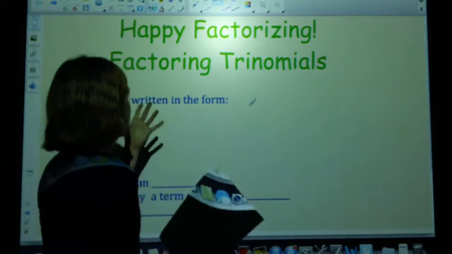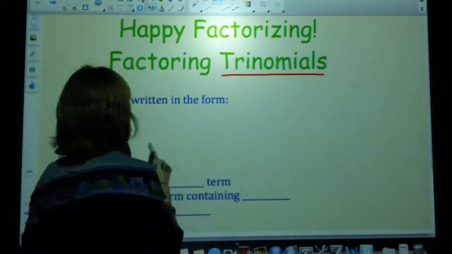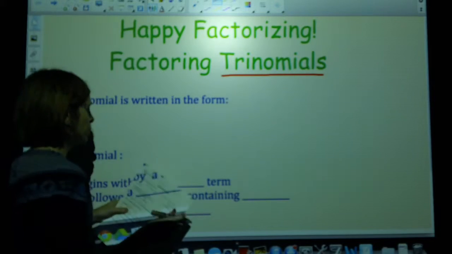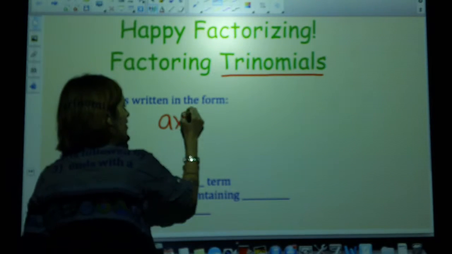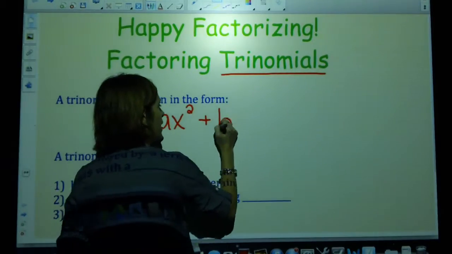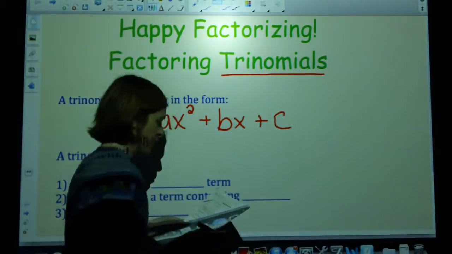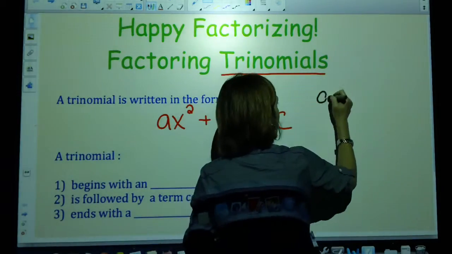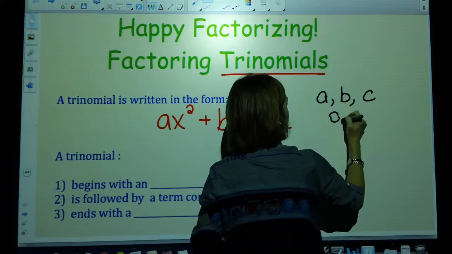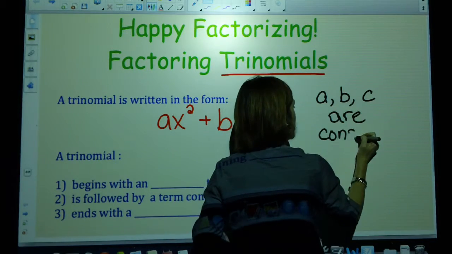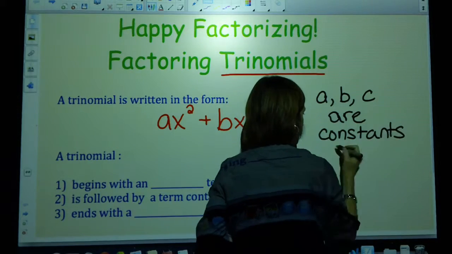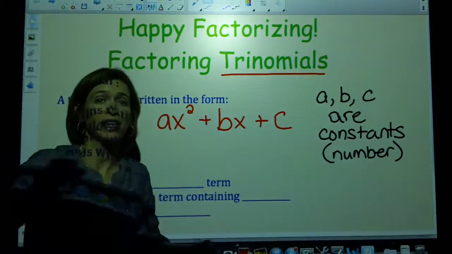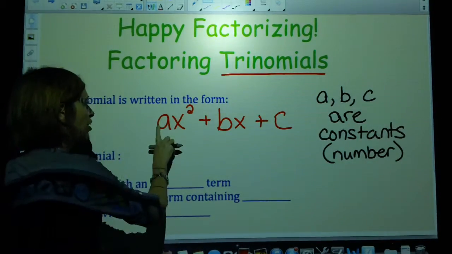But today we're going to be looking at factoring trinomials. Now remember, we said a trinomial has three separate terms, but we're going to look at trinomials that are written in the form ax squared plus bx plus c, okay? Now, this is just a general form of a trinomial. a, b, and c are constants, and all that means is that they're numbers. A constant is just a number. Constants are things that don't change, and the number 2 can't change to the number 5. So they are constants.